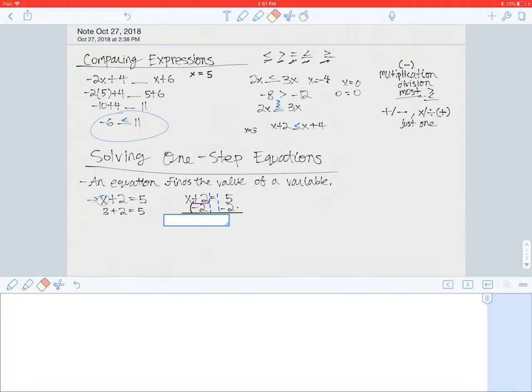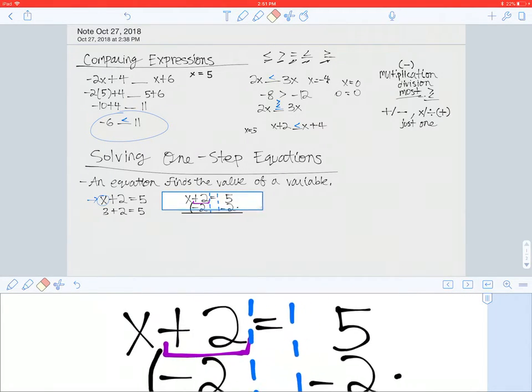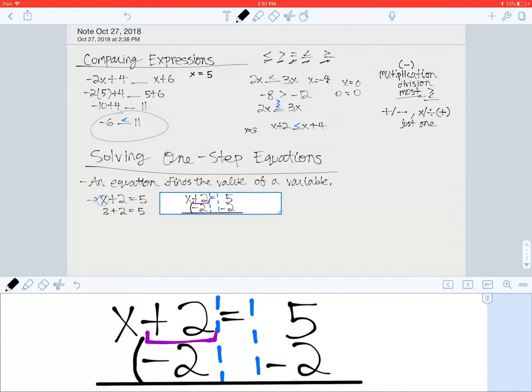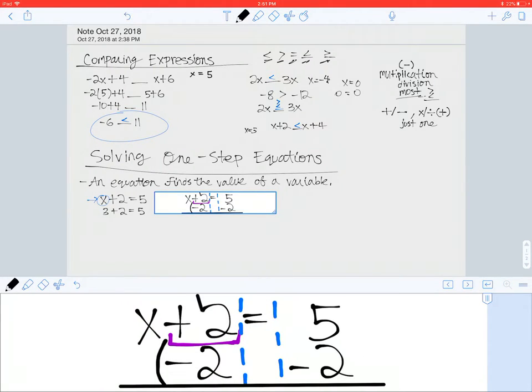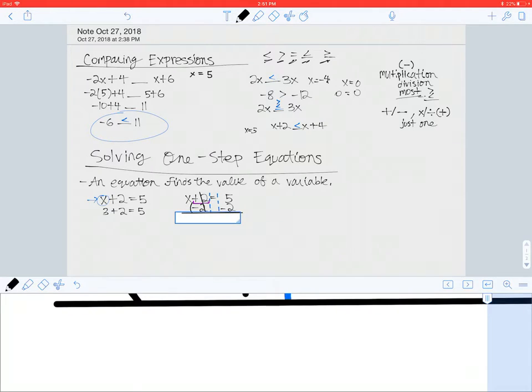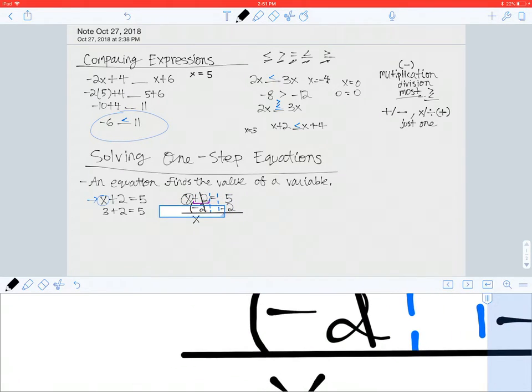So we don't need to put 0. That would be redundant. So what we can do very simply is cancel out the 2 minus 2 by just putting a slash on it. That means we know we don't have to deal with it anymore. So now all we're left with here is x on this side.